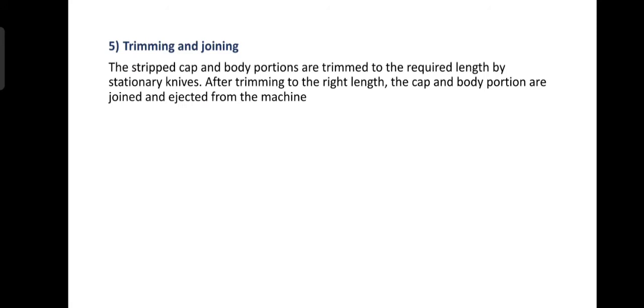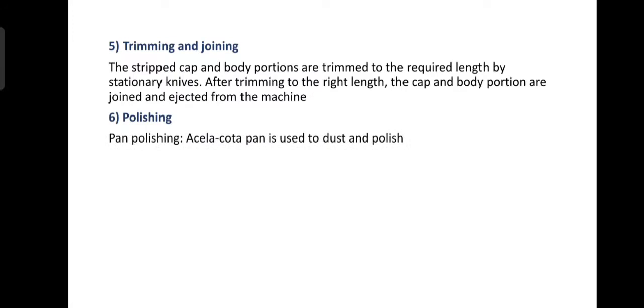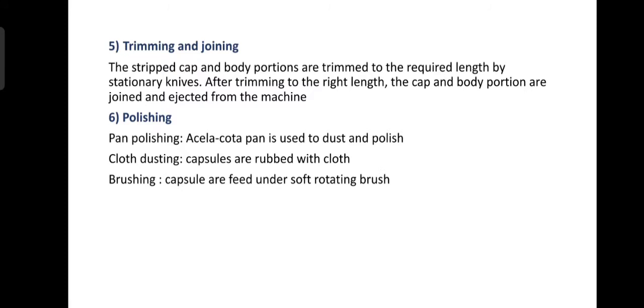Trimming and joining. The stripped cap and body portions are trimmed to the required length by stationary knives. After trimming to the right length, the cap and body portions are ejected and joined by a machine. Polishing. A silicone pan is used to dust and polish. After polishing, the capsules are rubbed with cloth. Capsules are fed through soft rotating brushes for polishing.